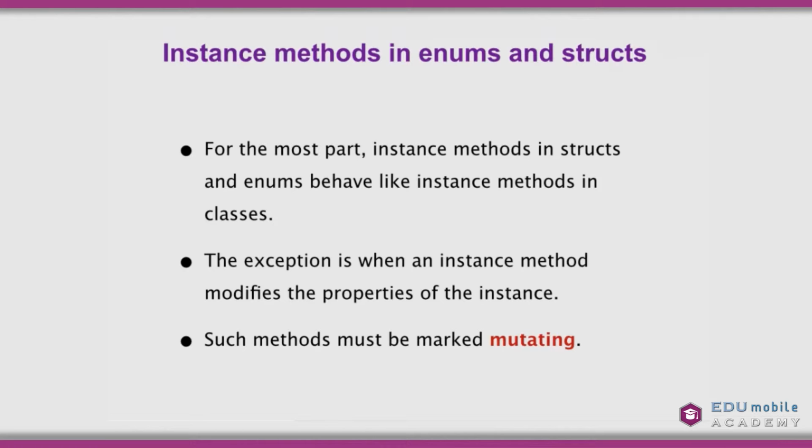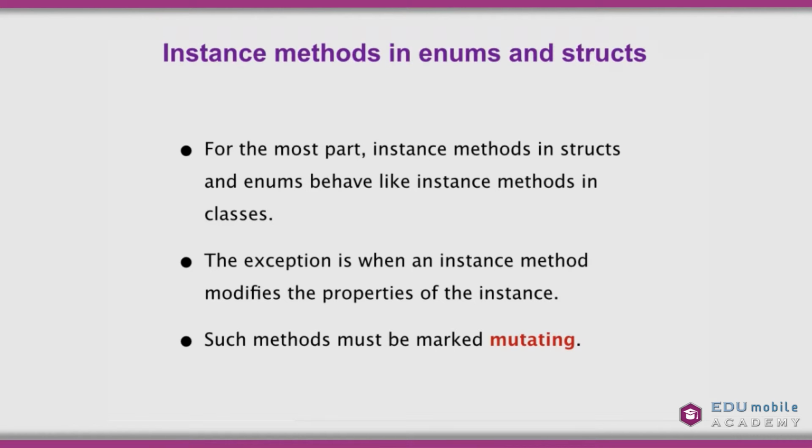The exception is when an instance method modifies self in some way or modifies the property of an instance. Now, the reason this is different in enumerations and structures is because enums and structs are value types, whereas classes are reference types. When you have a method in a class that modifies some property of self, you can just go ahead and do it.